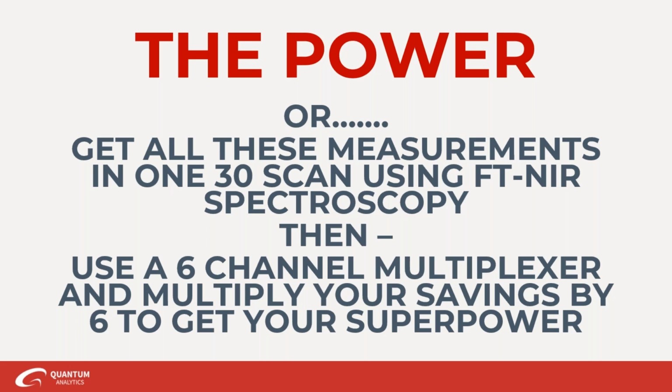Then, if you want to get your superpower, you can use a 6-channel multiplexer and multiply all your savings by 6 and measure 6 points in one process using one spectrometer. And I don't think I need to show a return on investment or a whole bunch of money numbers here to show you just what the pure financial benefits are of that, much less all the other stuff that I went over here.